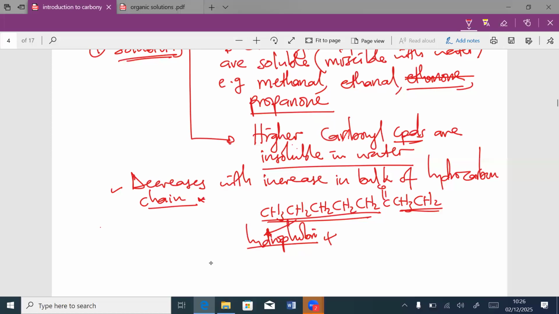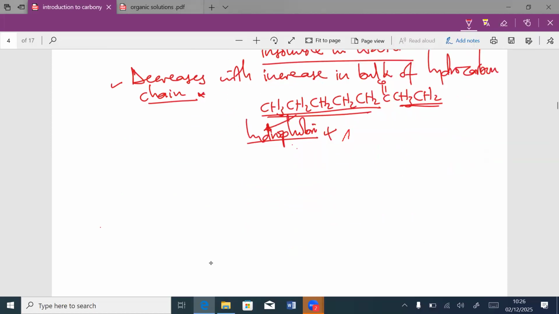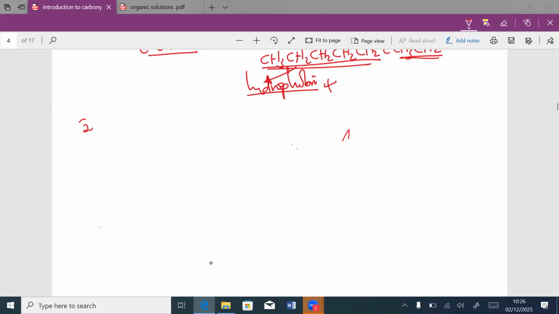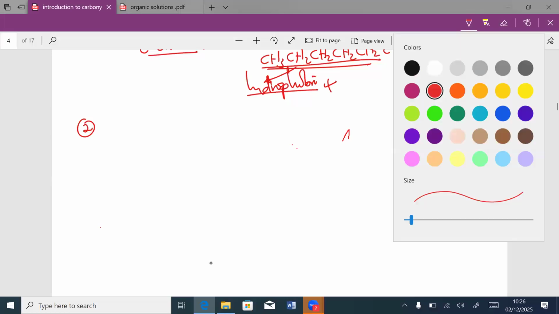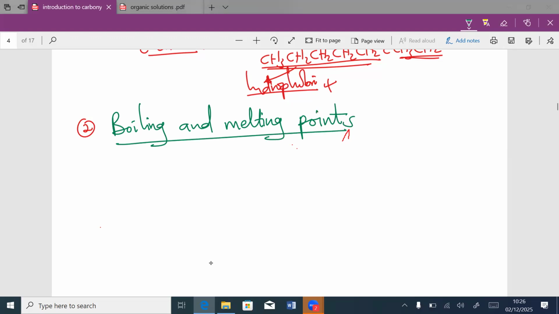Then let's look at the boiling and melting points. The second physical property is the boiling and melting points. What can we say about their boiling and melting points? The boiling and the melting points of these compounds.